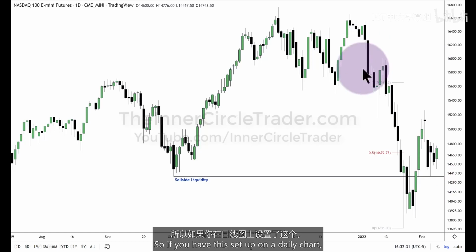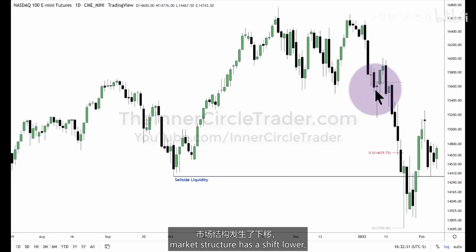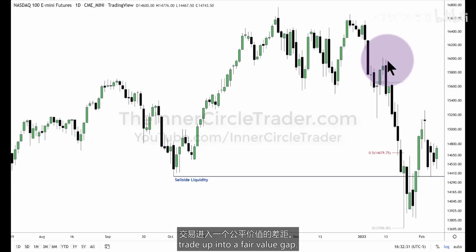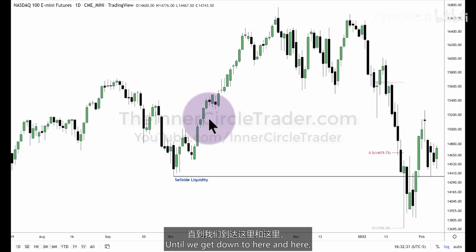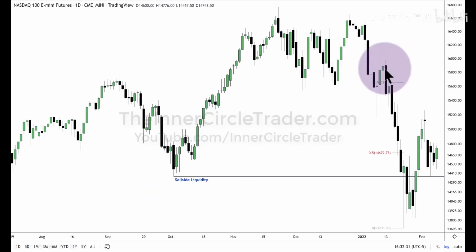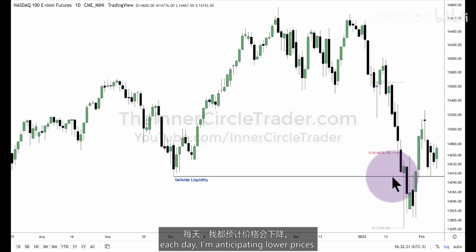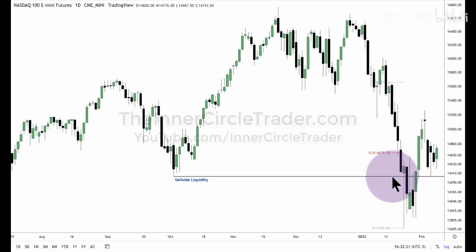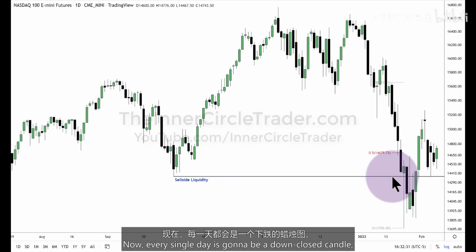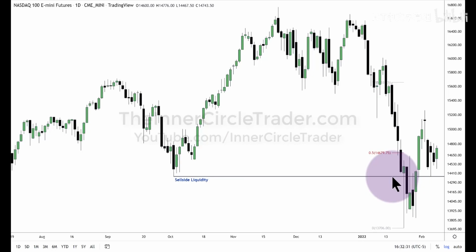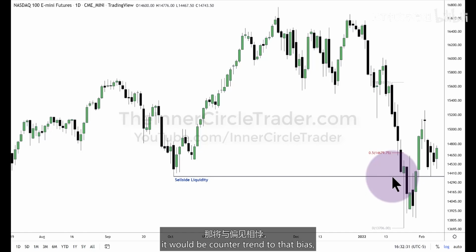So if we have this set up on a daily chart, market structure has a shift lower, we trade up into a fair value gap. Until we get down to here and here, each day I'm anticipating lower prices. So my bias is bearish. Now, every single day is going to be a down close candle, but I'm going to hunt intraday price action with that in mind. If I'm going to take a long, it would be counter trend to that bias.